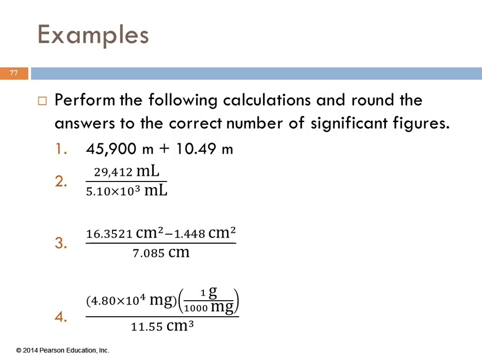Examples. So this first one, just adding, 45,900 plus 10.49. Do it on your calculator and write down what it says. I'm getting 45,910.49 meters.